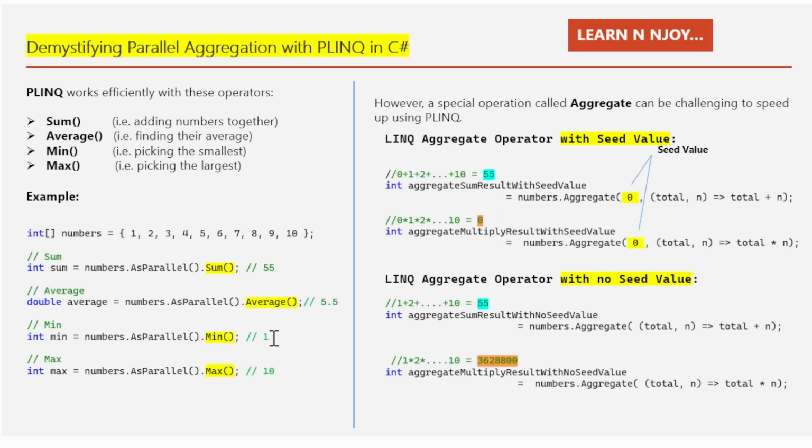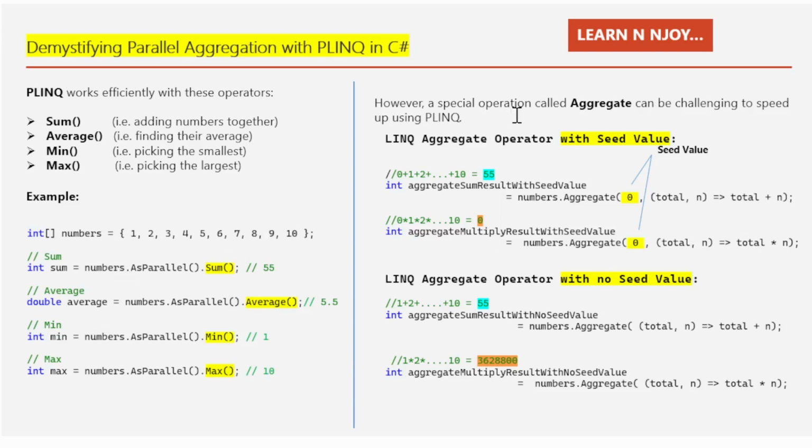Now let's see the max operation. Int max is equal to numbers.AsParallel().Max(). So here again, AsParallel converts the array numbers into a parallel query, and Max finds the maximum value among all elements in the array. In this case, the maximum value among elements 1 to 10 is nothing but 10. That's what 10 is going to come as an output. That's why PLINQ works efficiently with these operators without any overhead.